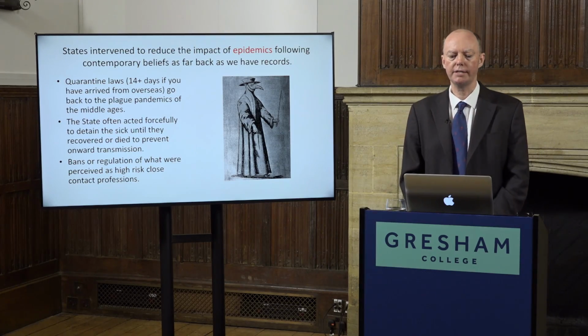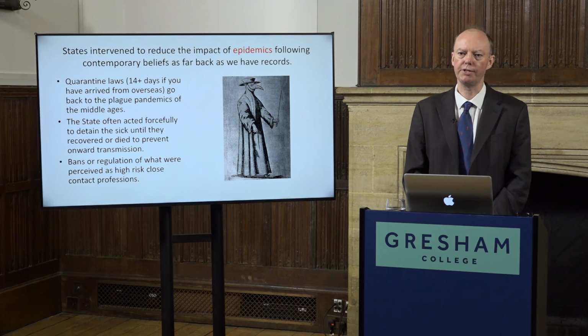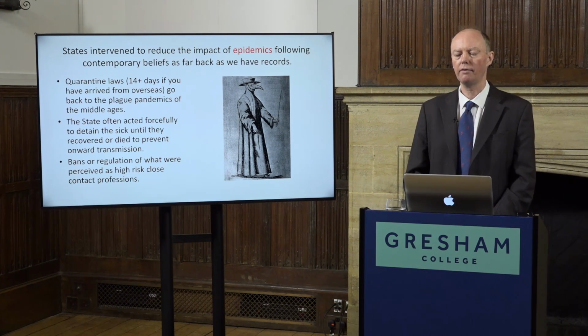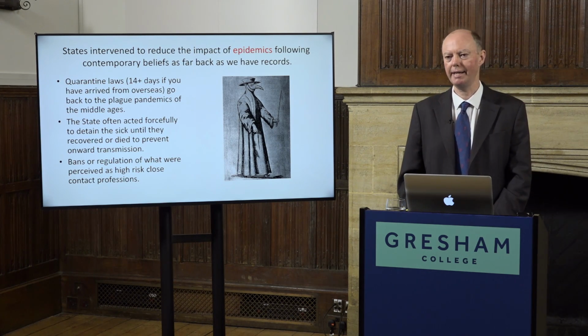Now, I'm going to go through those in turn, but in each of these, the reason that citizens want the state to act, I think, is logical and stems from the fact it is very difficult to improve my health, my family's health, without improving also the health of my neighbours. The first of these is states intervening to reduce the impact of epidemics, and there is clear evidence of this going back many, many centuries, and indeed, in some cases, millennia, following contemporary beliefs. Governments acted to try to reduce the risk of epidemics in every society for which we have records going back very, very far back in history.